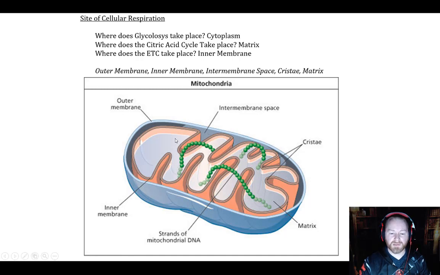So knowing the matrix and the intermembrane space is going to be important, simple, like the lumen and the stroma were in photosynthesis. But this is kind of the idea of cell respiration. We're looking at this a little bit more as we get into the details.